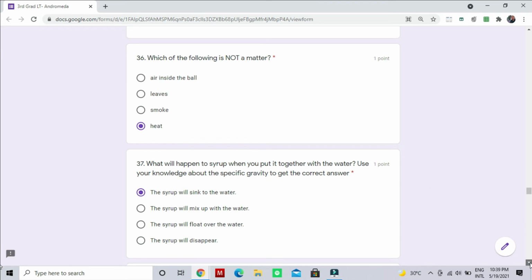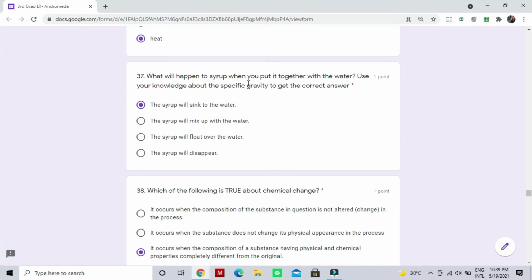Question number 37. What will happen to syrup when you put it together with the water? Use your knowledge about the specific gravity to get the correct answer. The correct answer is the syrup will sink to the water.